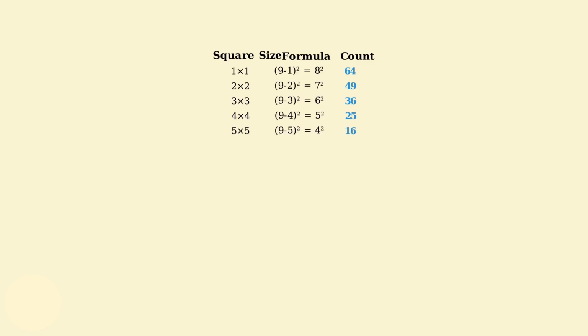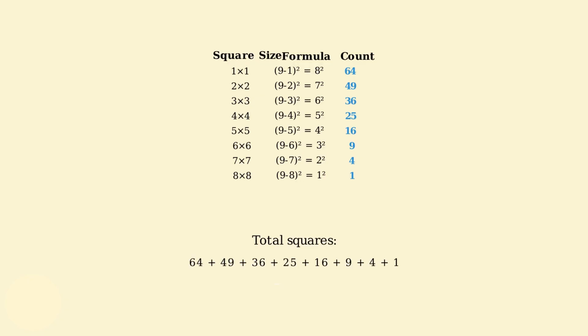This follows a general pattern. For any n by n square in an 8 by 8 grid, we can place it in (9 minus n) all squared different positions. Let's apply this formula to count all possible squares in our 8 by 8 grid, starting from 1 by 1 squares up to the single 8 by 8 square. Now let's add up all these counts to find the total number of squares in our 8 by 8 grid. So our 8 by 8 checkerboard contains exactly 204 squares of all different sizes.